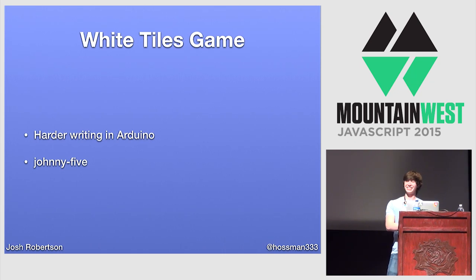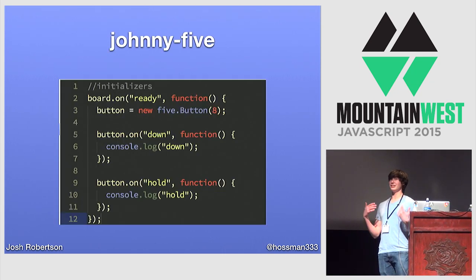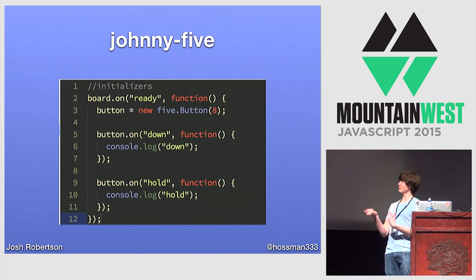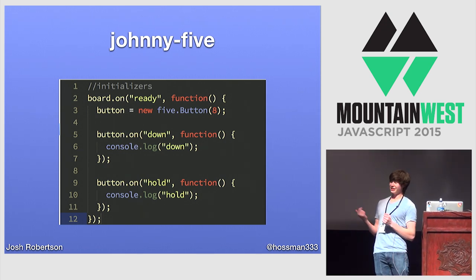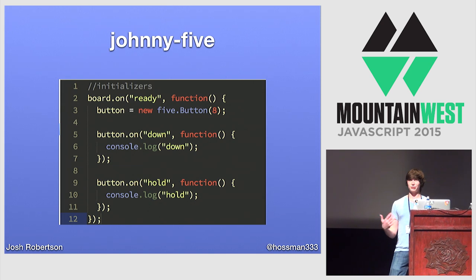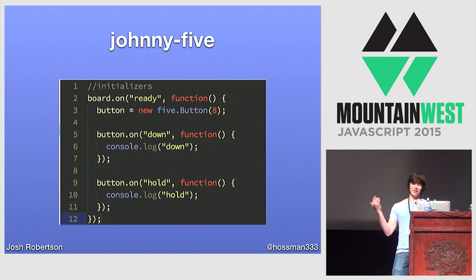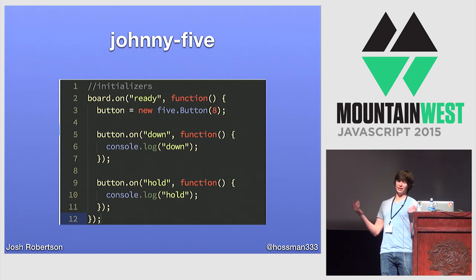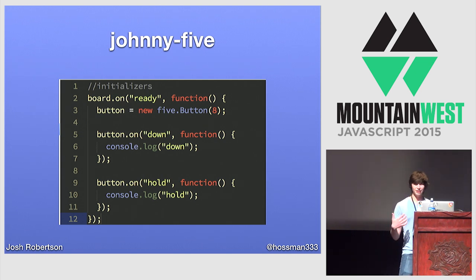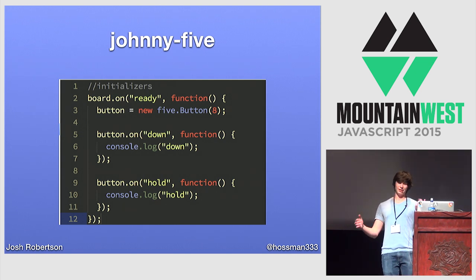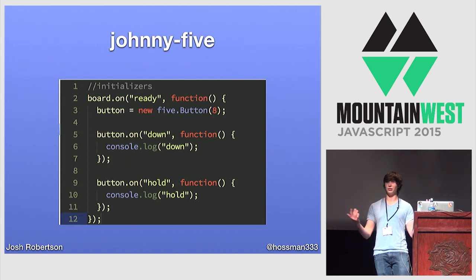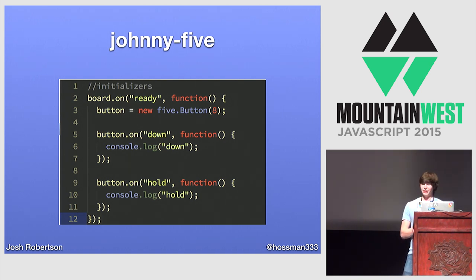And I looked at Johnny Five, and Johnny Five was awesome because it lets you do easy stuff. Just looking at this syntax, it looks jQuery-esque, like board.onReady, and then you give it a button, and you say new five.Button on pin 8, and then you could say button.on down, and then you'd press down, or button.on hold. So I was like, wow, that's pretty easy.